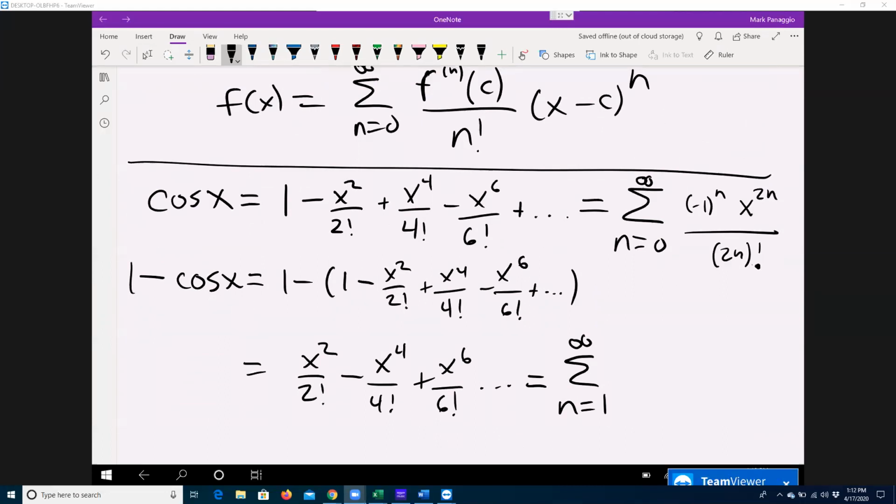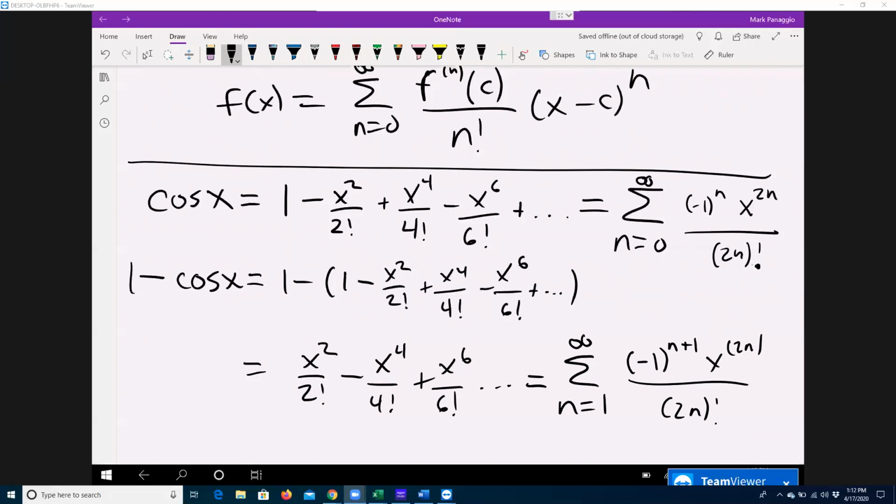And so you can think of just multiplying by an extra factor of -1. And so I'm going to change the exponent of -1 to n plus 1. And I'll leave everything else the same. Okay, so we've got a series for 1 minus cosine of x now.